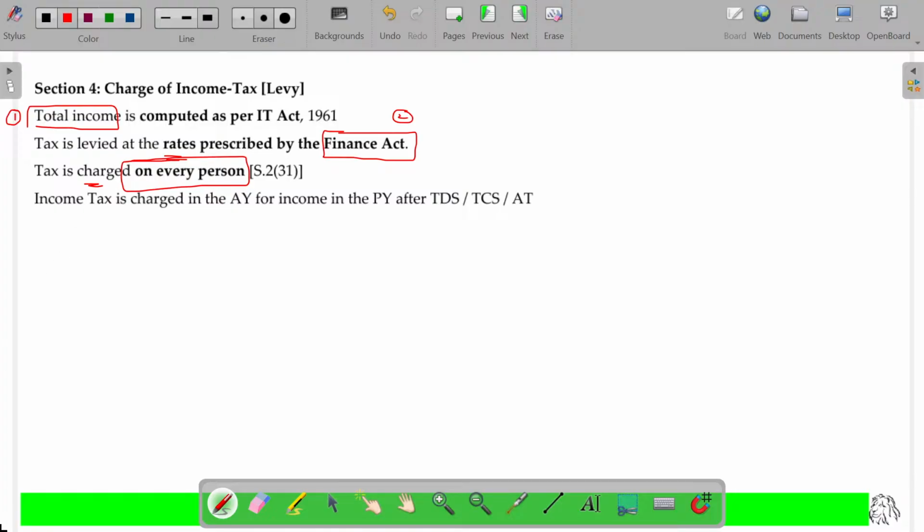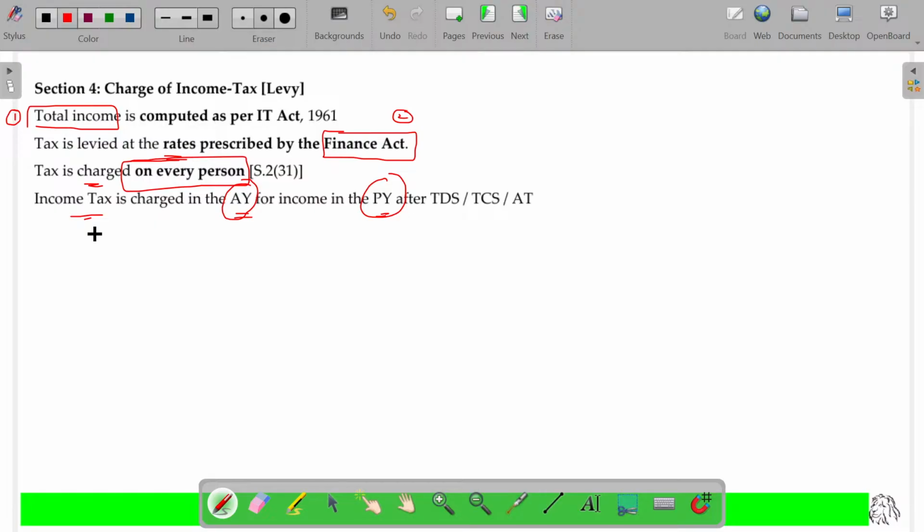So there is a slight difference between every person and every income. So am I going to tax only the salary income or house property income? No, if I am talking about Mr. X, we have to charge the taxable amount on X for all of his income together, all the 5 heads. And income tax is charged in the assessment year for the income of the previous year. The previous year income is assessed in the assessment year and tax is also charged in that.